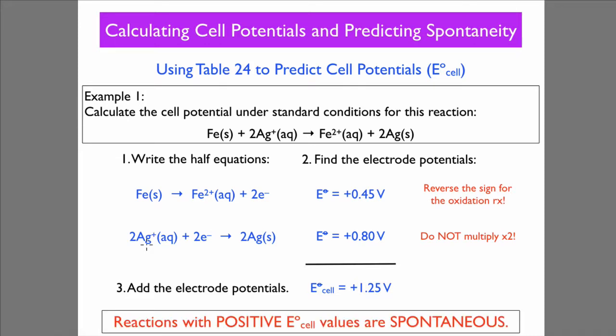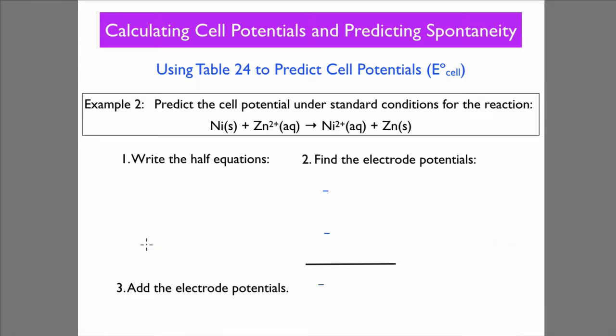Reactions with positive cell potentials are spontaneous. Positive cell values are spontaneous. Let's predict the cell potential under standard conditions for this reaction. We've got nickel and zinc ions, so write those half equations down.